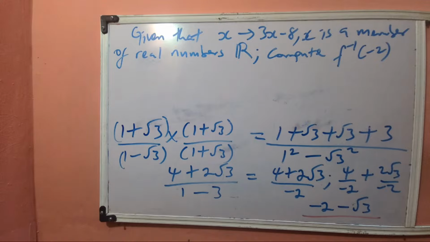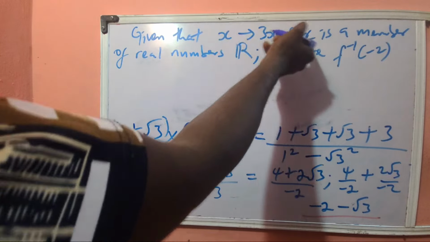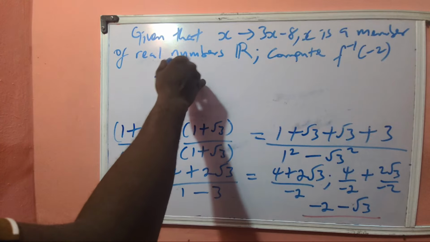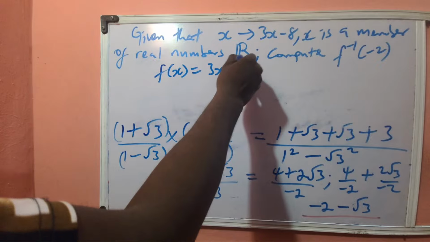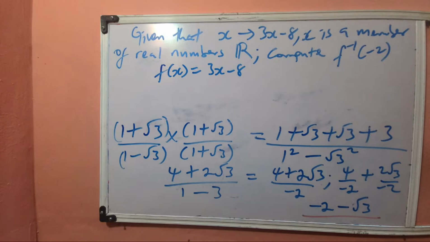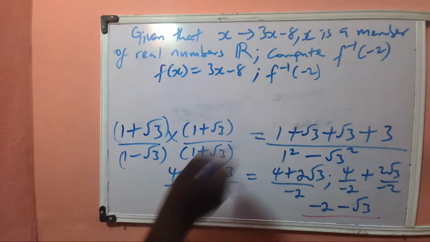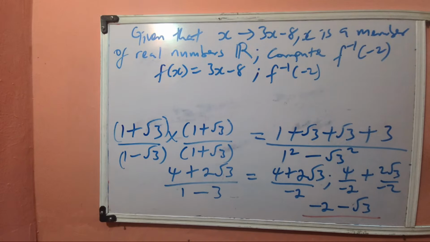When you see something like this, given that x, this means that your function is given as 3x minus 8. They said x is a member of real numbers. We have to compute f inverse of minus 2. All right. F inverse of minus 2. How do we go about this?